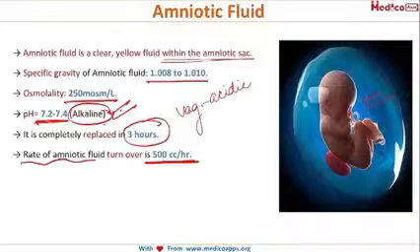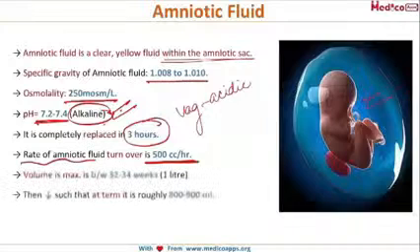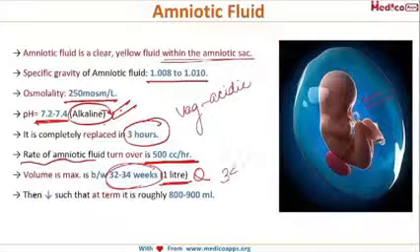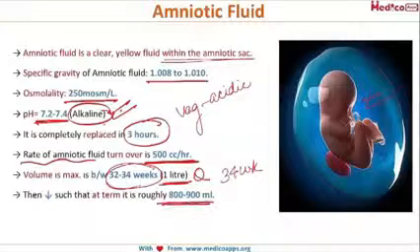Now, a very often asked question: when is the amniotic fluid maximum in volume? And your answer is between 32 to 34 weeks of gestation, and it is 1 liter at that time. And the most appropriate answer would be 34 weeks of gestation. And as the fetus approaches term, this amniotic fluid decreases gradually, so that at term it is around 800 to 900 ml, and as the fetus becomes postdated, this keeps on decreasing more and more.